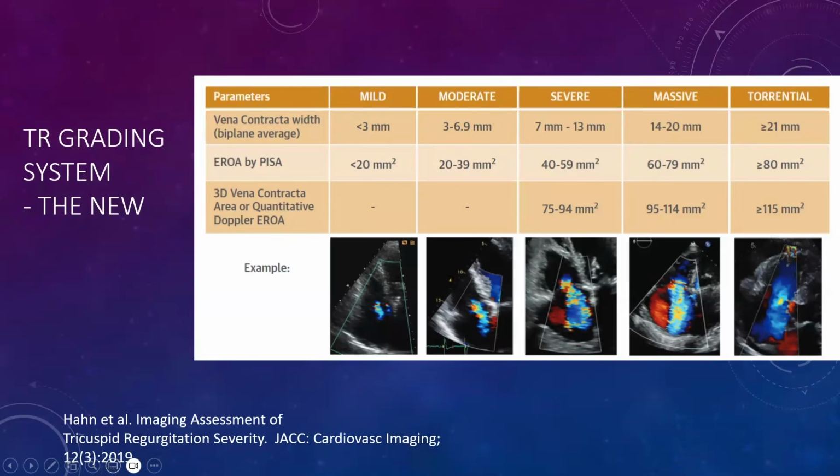So it's not really that new, but we actually have more classifications. There's mild, moderate, severe, massive, and torrential. And this summarizes the main parameters that I'll talk about in a little bit more detail: vena contracta, EROA, and then 3D vena contracta area.